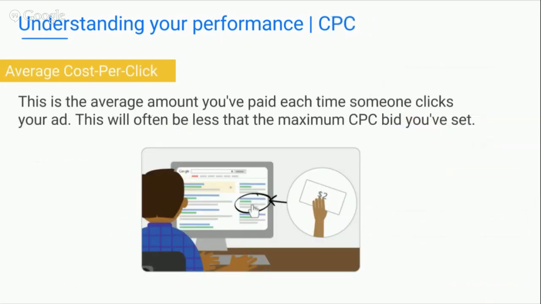So the average cost per click is the average amount that you've paid per click every time that someone clicks on your ad. And this is often less than the maximum CPC bid that you set, because generally you pay less per click than the max that you indicated, the most you're willing to pay.